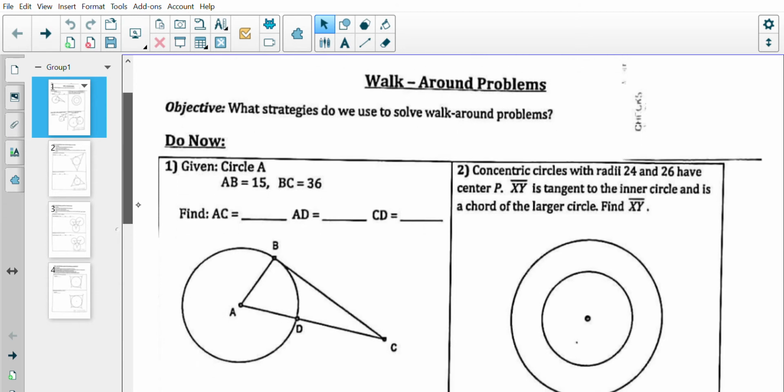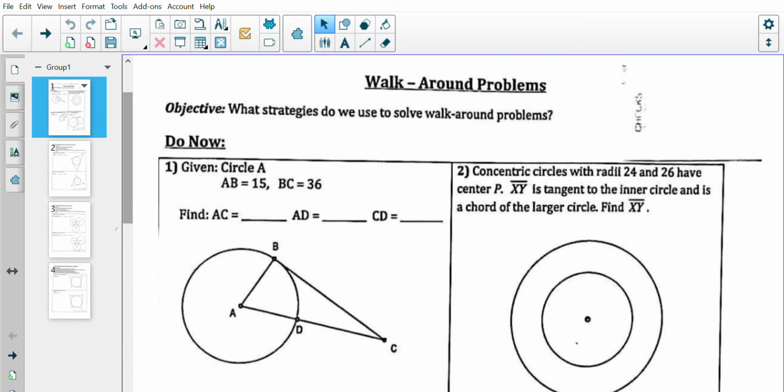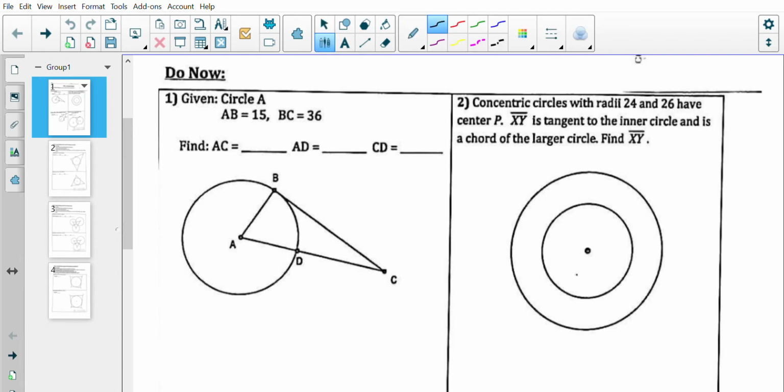Before we get started, I want you to take a minute and do the do now problems. You can pause me, and when you're ready to go over it, just play me again. So for the first problem, it's saying we have circle A, which tells us the center of our circle is A. We have AB is 15 meters long and BC is 36.